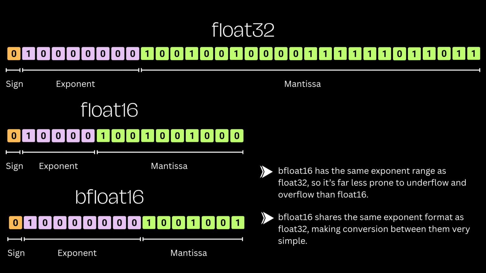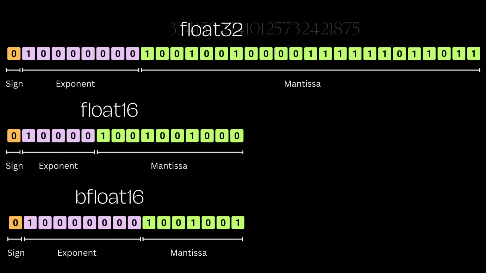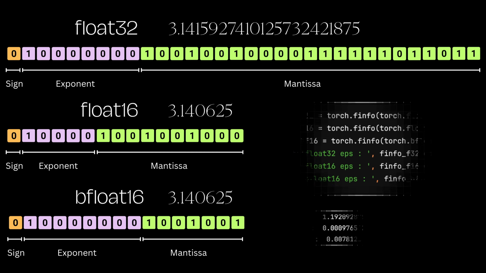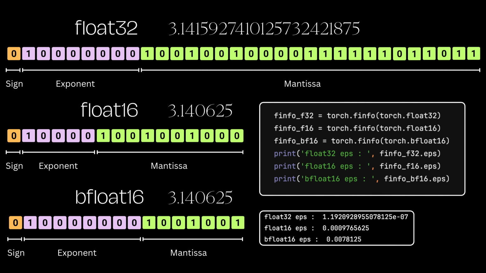Just round off 23 bits of mantissa to 7 bits. And on the other hand, float 32 to float 16 conversion is not easy, since the exponent size also differs. The number pi in float 16 as well as bfloat 16 ends up being represented as 3.140625, which shows what we lose in precision when we move away from float 32. The difference in precision is quantified using epsilon, the smallest number that when added to 1 gives a result greater than 1. Each format has its own epsilon value. Smaller epsilon means higher precision.